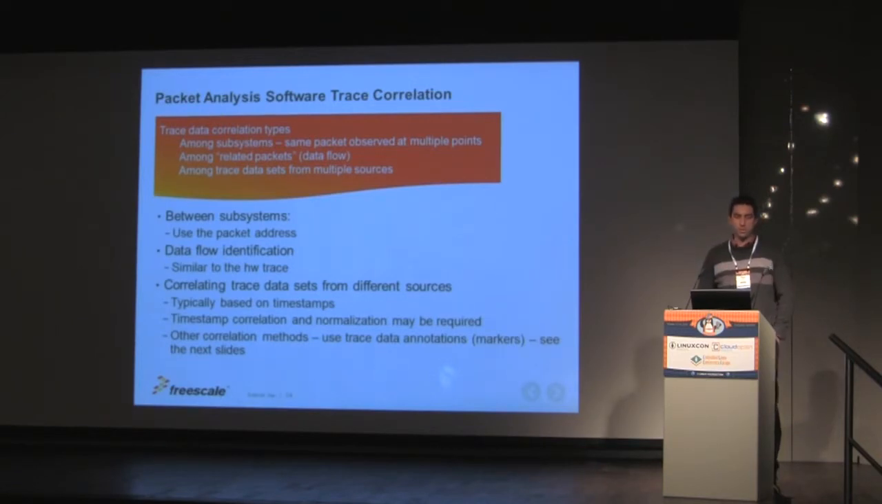For the first one, correlating the packets between subsystems, we can simply use that unique packet identifier that I have mentioned before. For example, the address where the packet is stored in the system's memory, assuming that that doesn't change.